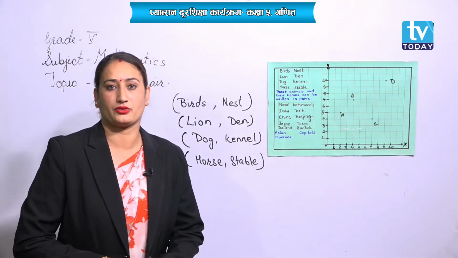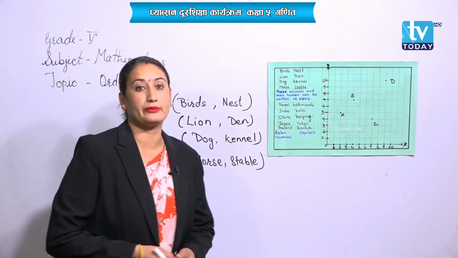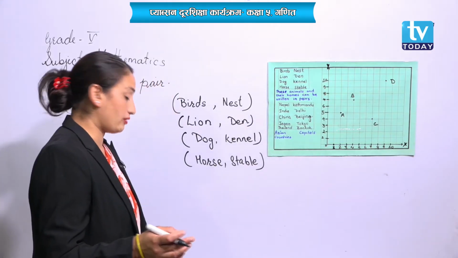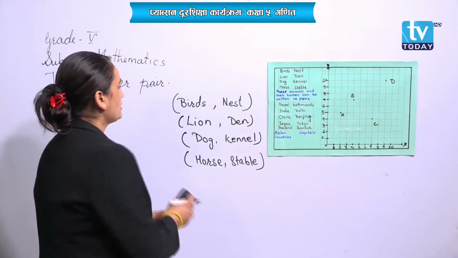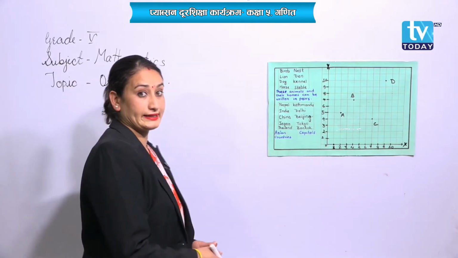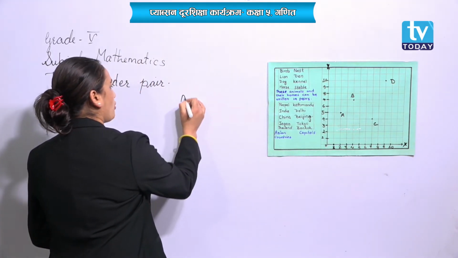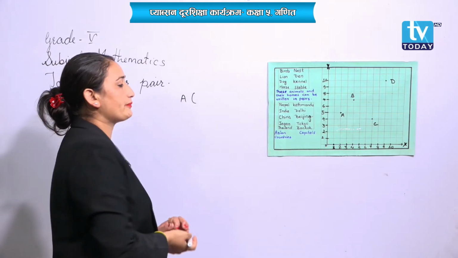Okay, now students, according to these points, you are going to learn about ordered pairs. How to find out the ordered pair of the given points, you have to know about that. Okay, so have a look at this one. First one is point A. Please write down point A. And what is the ordered pair?